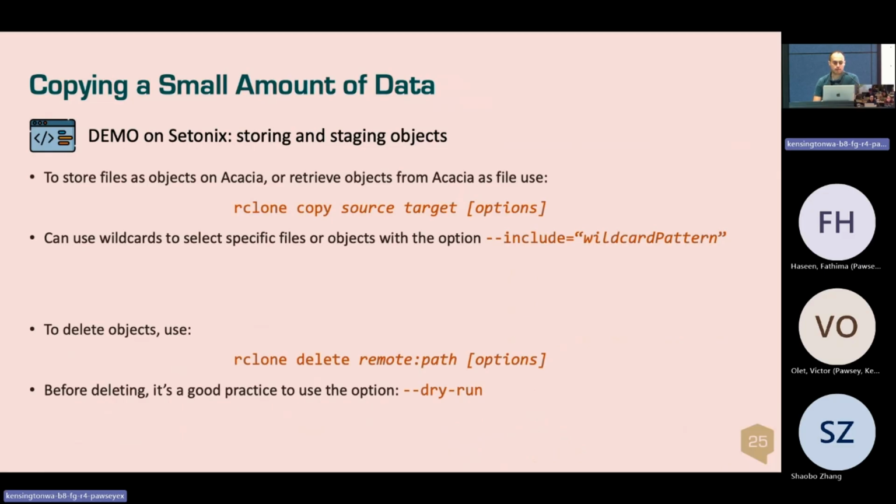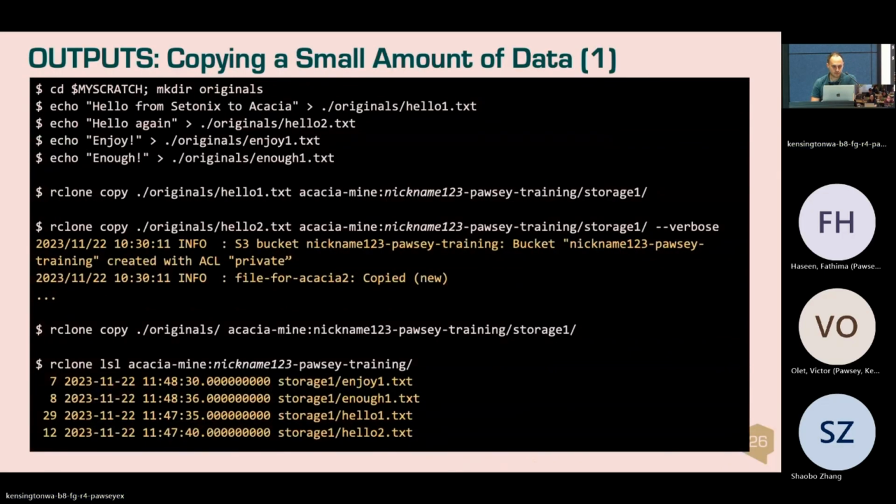A few other comments here and there. You can use the copy command to copy files, and all the files within a directory, in a bucket. These are some examples you can do. In this case, you're copying the files within originals to your Acacia bucket named.